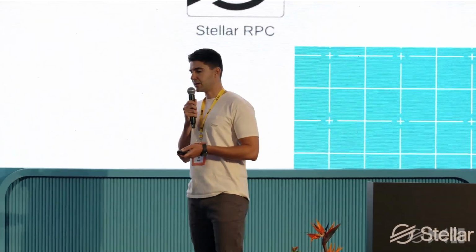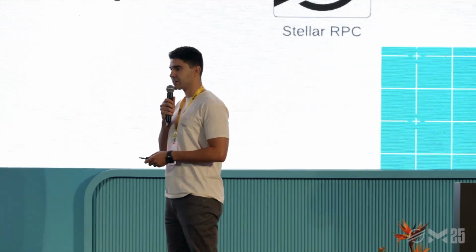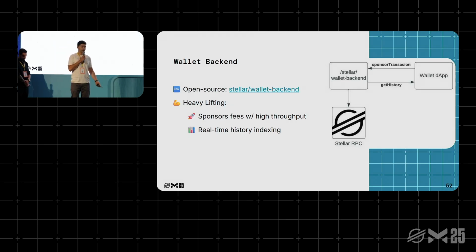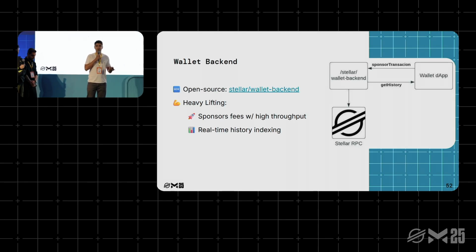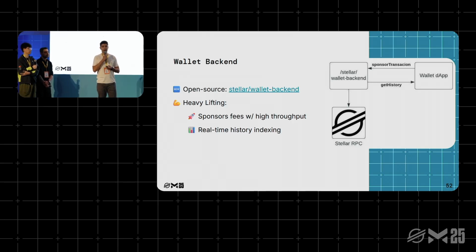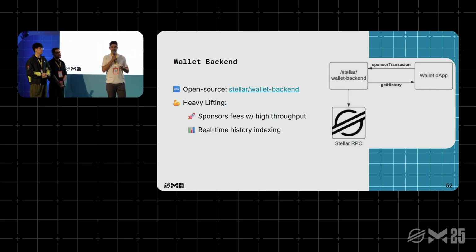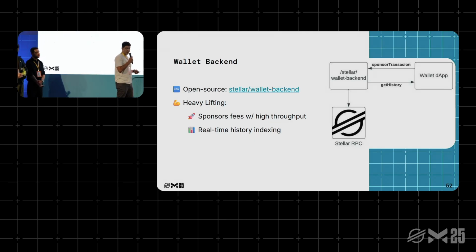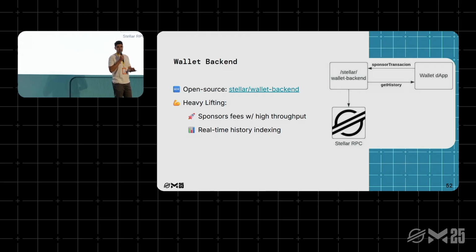The second challenge that the wallet backend solves is history indexing. This is something that virtually everybody needs to solve. We know that Horizon provides 1 year of history, and RPC, on average, 1 week of history by default. So chances are you'll have to index your own history, right? Especially if you have a big user base. With the wallet backend, you don't need to solve that yourself.